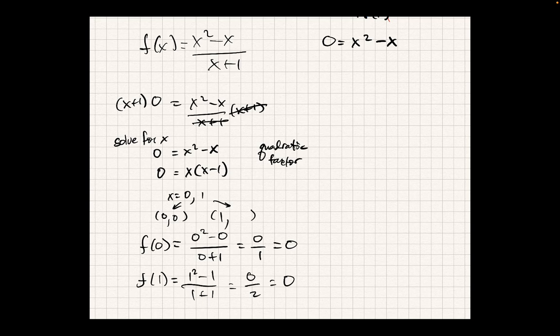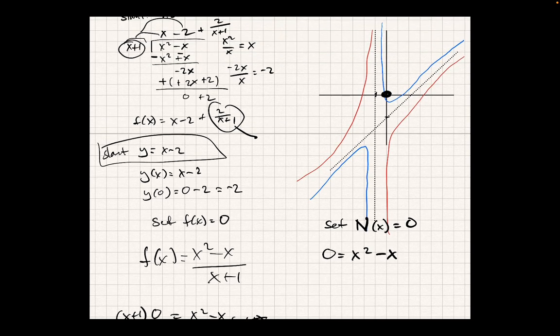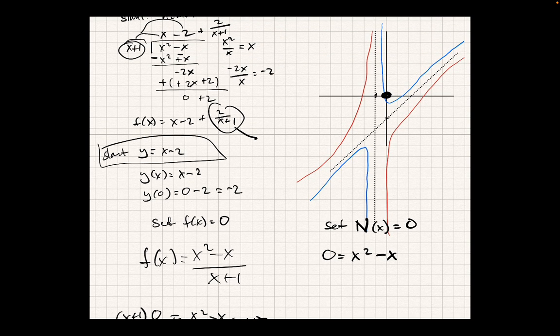So what's my point? 0, 0. Oh, 1, 0. X is 1. What's f of x? 0. Right, so 1, 0. So where's 1, 0? It would be a little bit to the right, on the x-axis. Yep. We got a couple points.